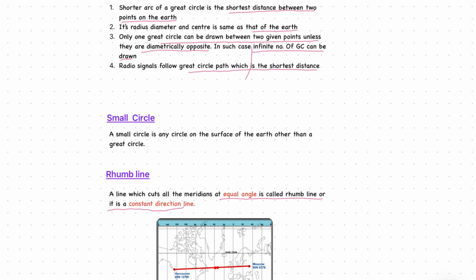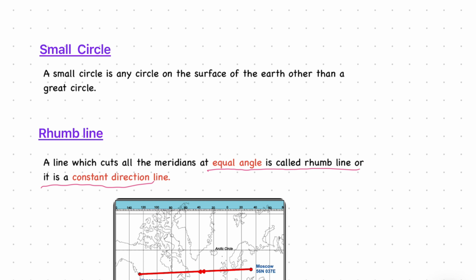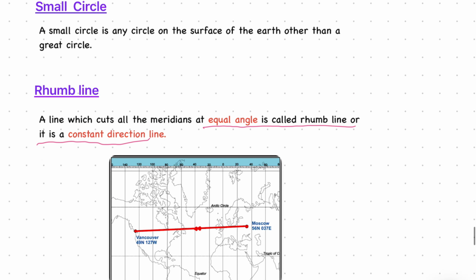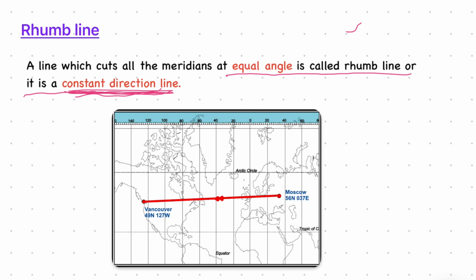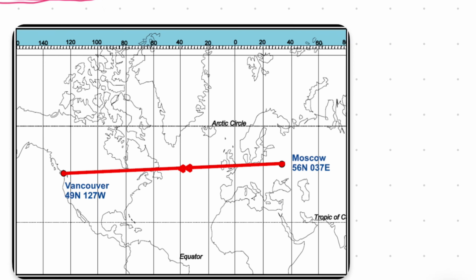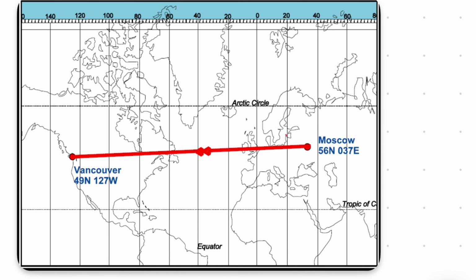Now, what is rhumb line? A line which cuts all the meridian at equal angle is called rhumb line or a constant direction line. Just remember, it is a constant direction line or a line which cuts all meridians latitude at same angle. As you can see here, it's cutting this latitude at same angle x. It also cutting this latitude at same angle x. So great circle is the shortest distance between any 2 points on our earth, and rhumb line cuts all the meridians or latitude at same angle.